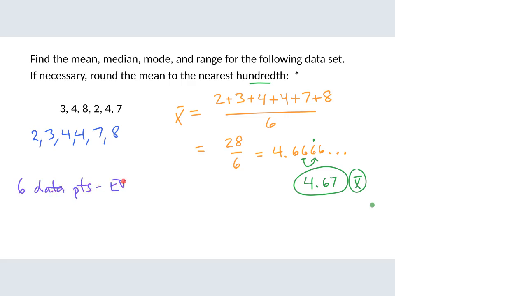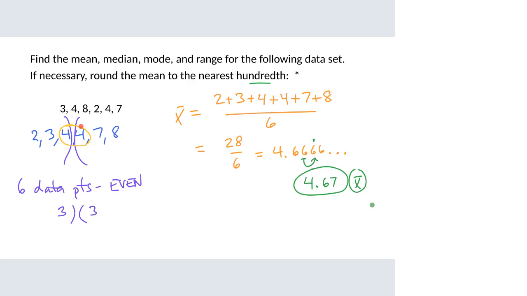That's an even number. That means we will not have a number right in the middle to be our median, but that's okay. Half of these data points, 3 of them, will be lower than the median. Half, 3, will be higher than the median. And when we section off our data set like that, what we'll do is we'll find the 2 data points closest to the middle. They both happen to be 4s.